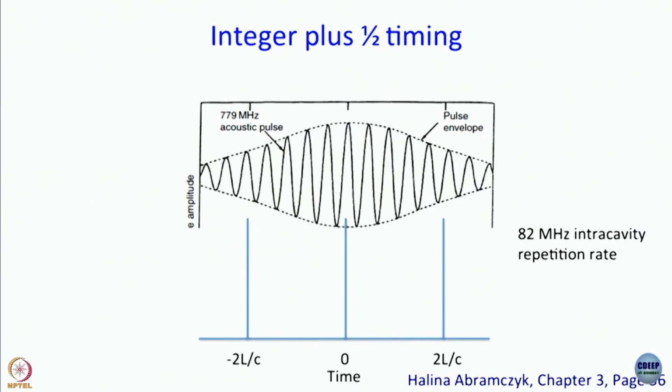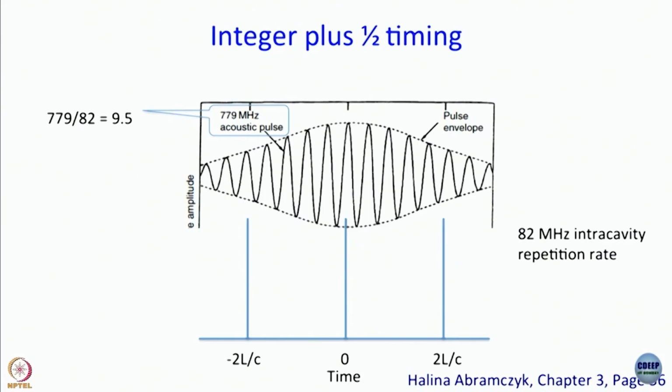Where does this come from? Integer plus half. Remember what we discussed in the previous slide? Maxima at k integer, minima at k plus half. So, from there it turns out that if you now divide this 779 by 82 megahertz, what do you get? 9.5 is too intelligent a guess. It is. You get 9.5. So, what is the integer here? 9. 9 plus half, right?